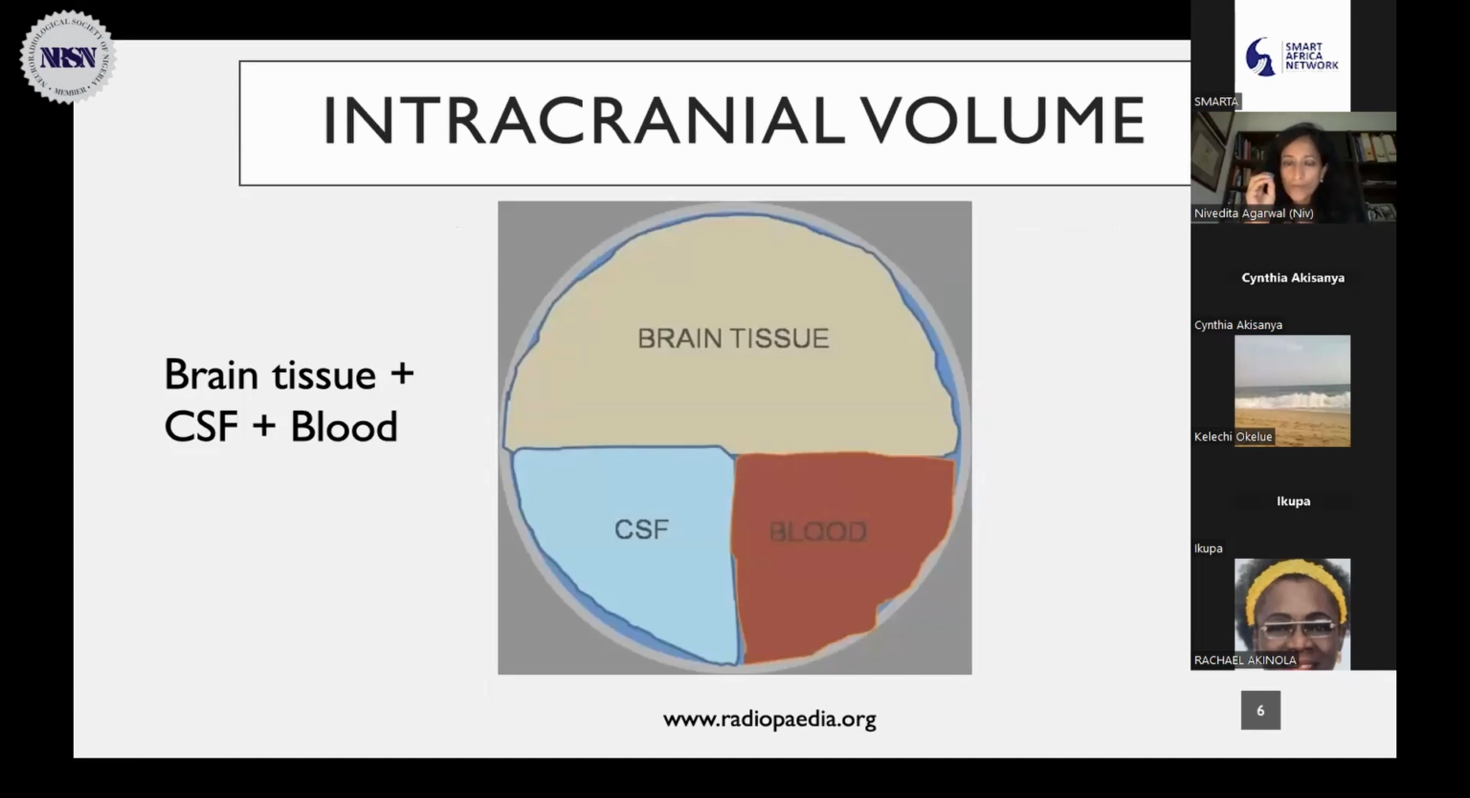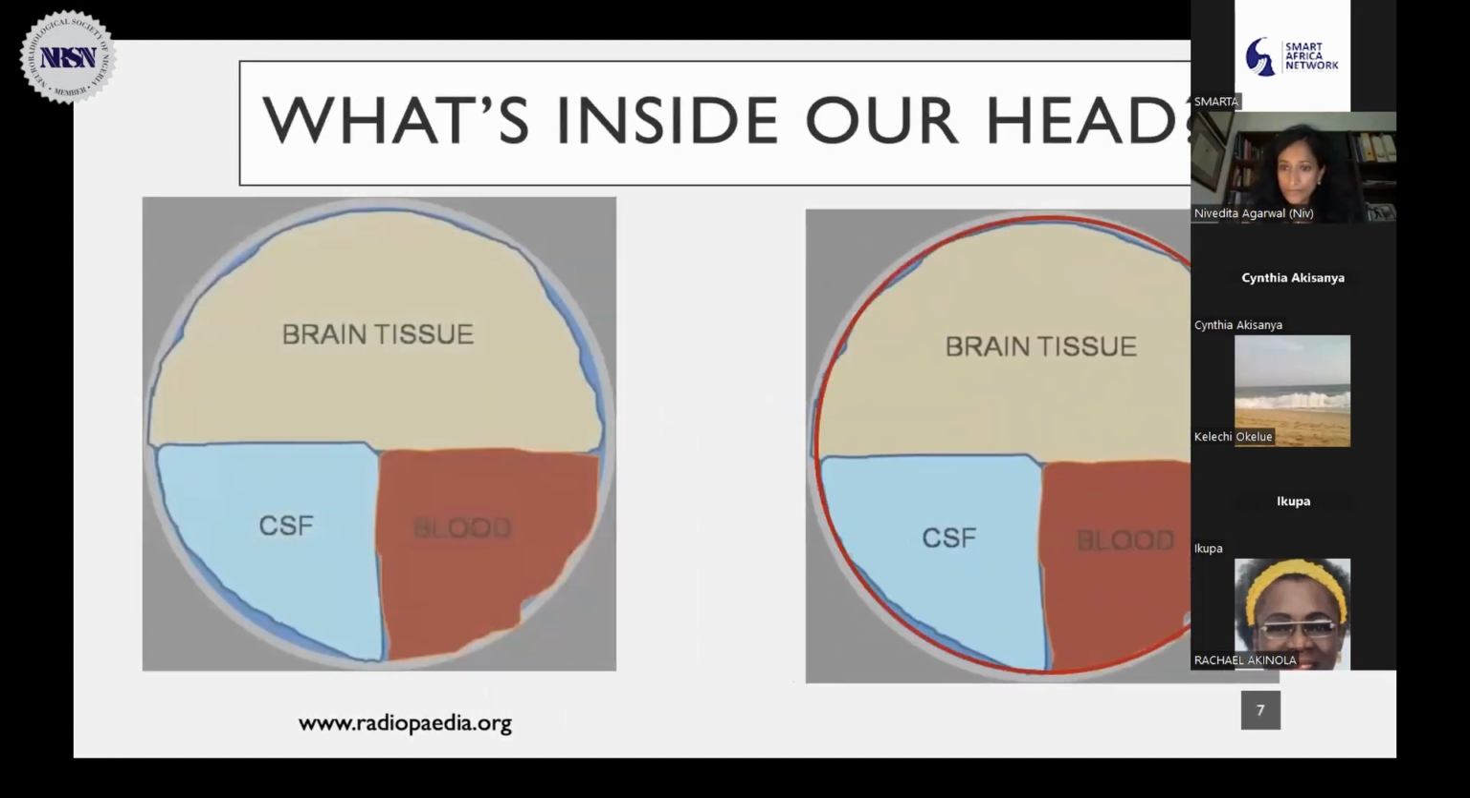What do we have inside the brain? What forms the intracranial volume? Brain tissue, for sure. We have blood in the brain, and we have CSF. Anything else? Let's break this down. This red circle is the skull.